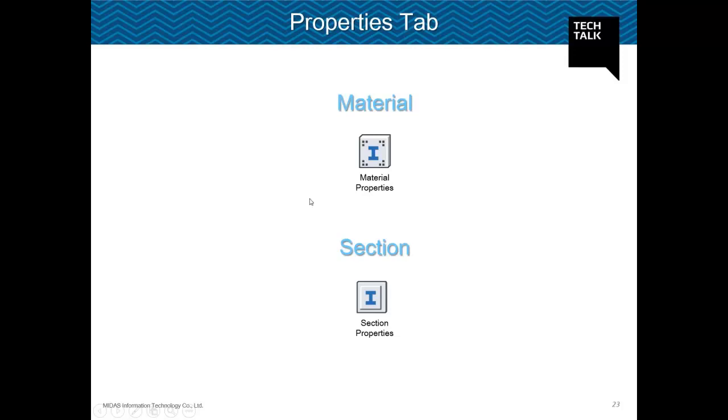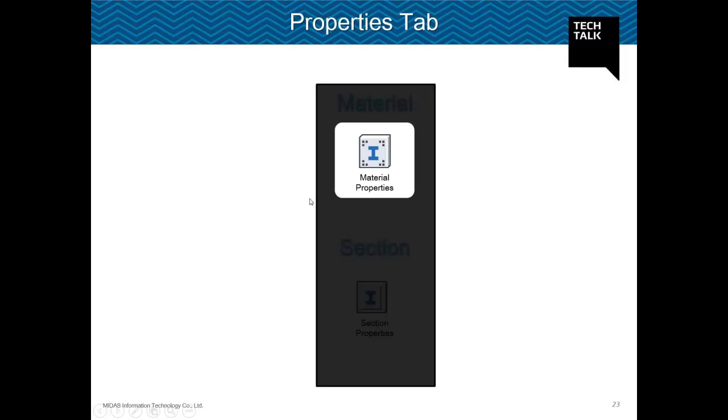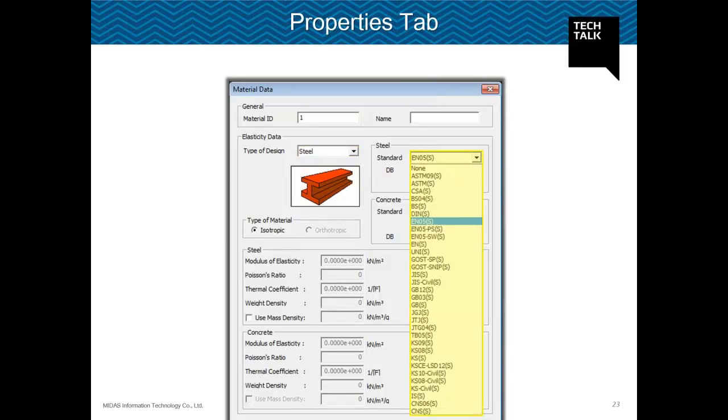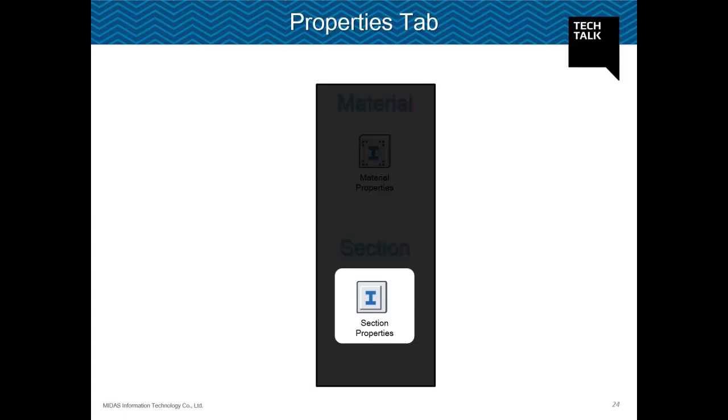Every model has a material and a section for its structure. MIDAS Civil supports every type of design such as steel, concrete, SRC, and each material has lots of internal databases. So you can see there is British Standard as well as Eurocode, and the rest of the database is available to easily select your steel grade. So simply choose the type of material and choose the standard database.